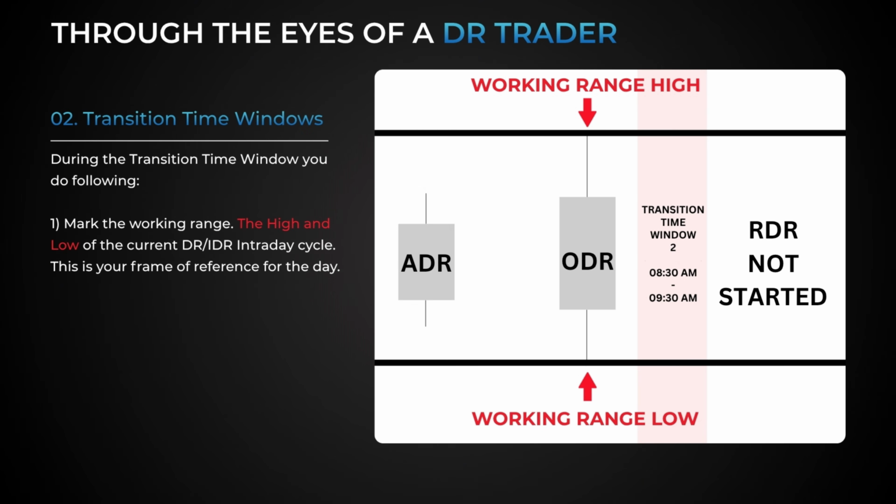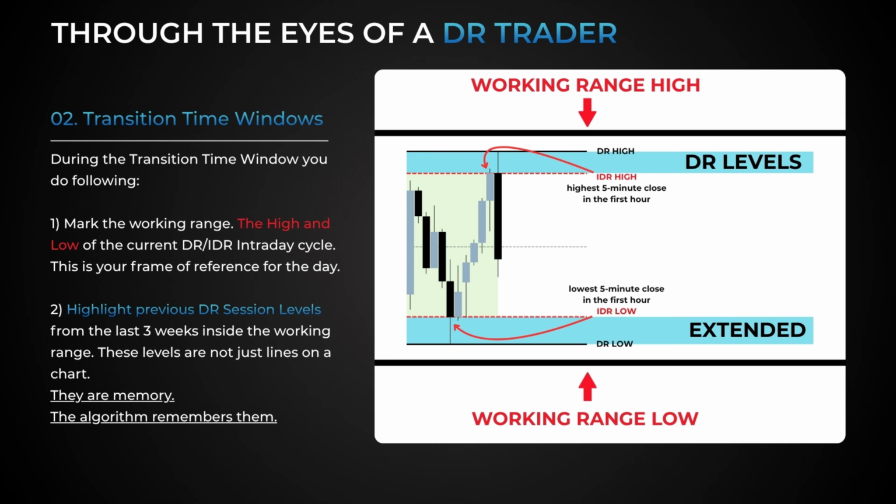First, mark the working range, the high and low of the current intraday cycle, no matter whether you are trading the overnight or regular DR session. This is your frame of reference for the day. Second, highlight previous DR session levels from the last 3 weeks minimum. Go back further if price hasn't traded in this range recently. These levels are not just lines on a chart, they are memory. The algorithm remembers them, and so should you. The darker the shaded area where multiple previous DR levels overlap, the more important that zone is. Price will react to it.